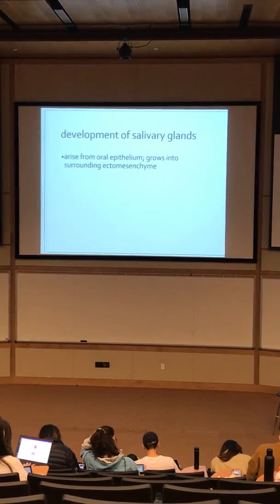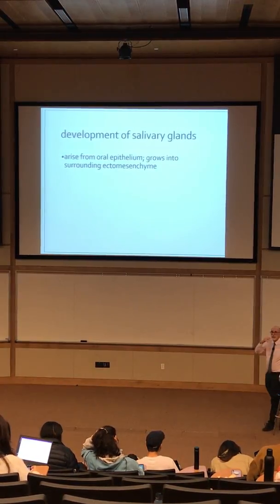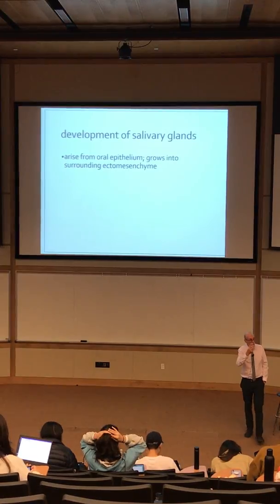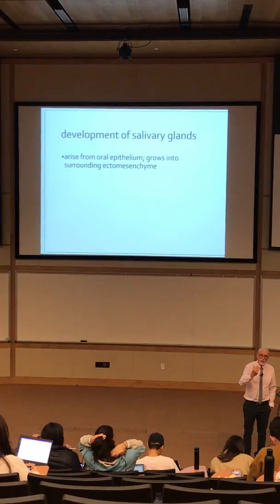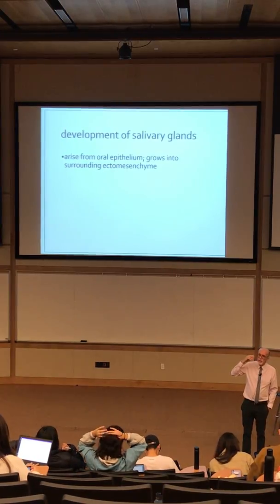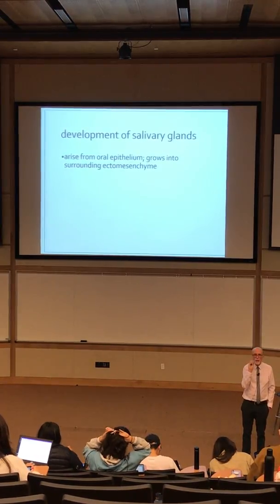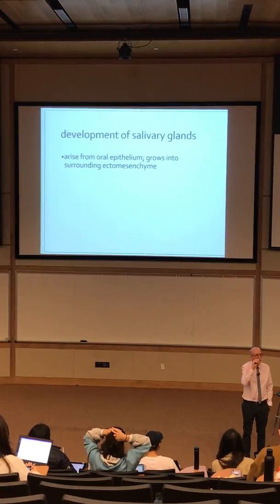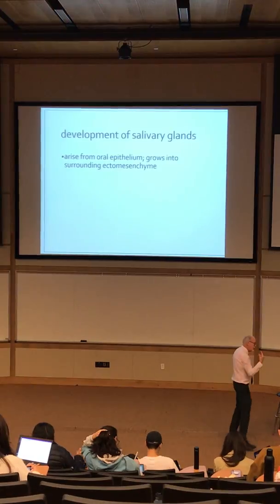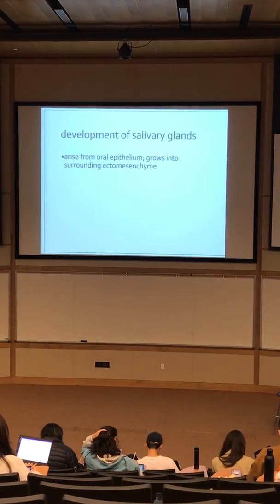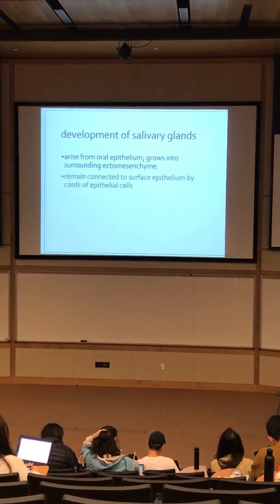How do salivary glands develop? Well, as the oral cavity is developing, the oral cavity is lined by epithelium, which derives from ectoderm. So we call it oral ectoderm or oral epithelium. And as the epithelium grows, there are little outgrowths or outpocketings of this epithelium that begin to grow down into the mesenchyme surrounding the epithelium. And this is the beginning of the salivary glands.